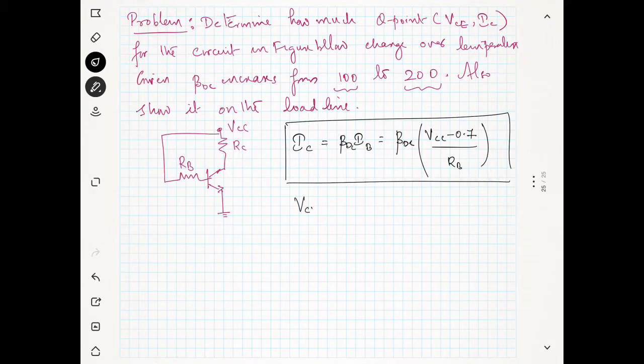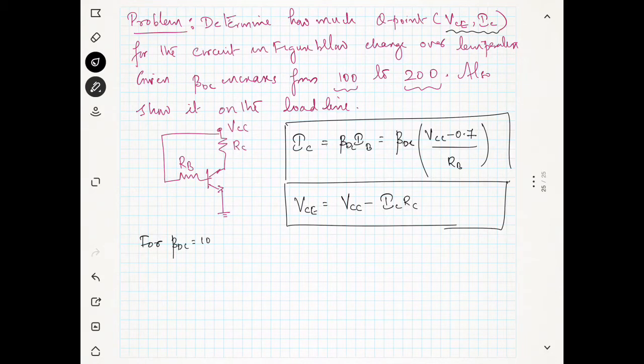Now we have VCE equal to VCC minus IC RC. So this is our other equation. We want to find both of these. As per the question, you can see we want to find VCE and IC. Now for beta DC equal to 100 we will calculate, and also we will calculate the same thing for beta DC equal to 200. So for beta DC equal to 100, we will call this IC1.